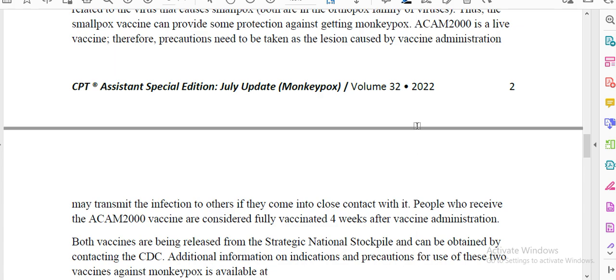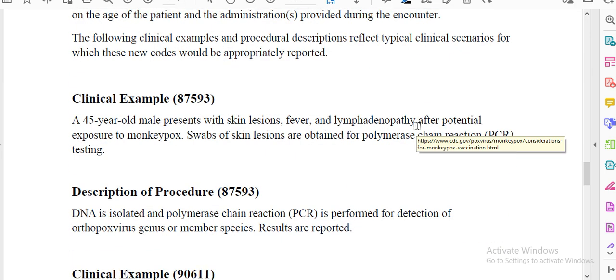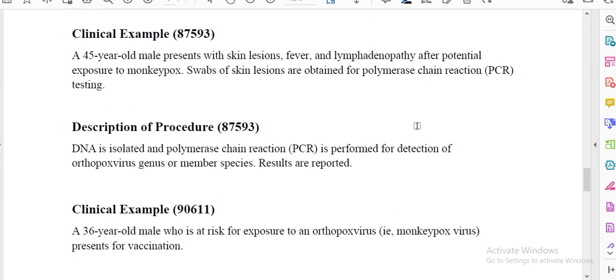And here we have some examples also. We can discuss those. Clinical example for 87593: a 45-year-old male presents with skin lesions, fever, and lymphadenopathy after potential exposure to monkeypox. Swabs of skin lesions are obtained for polymerase chain reaction testing. So in this situation we need to code 87593.